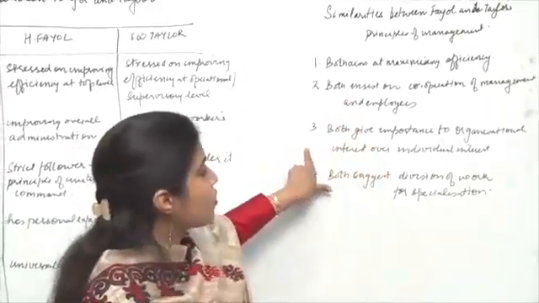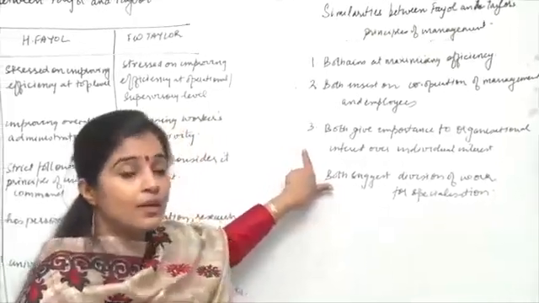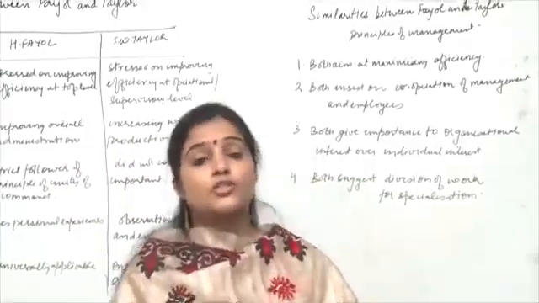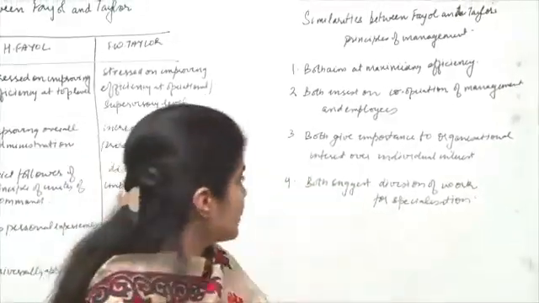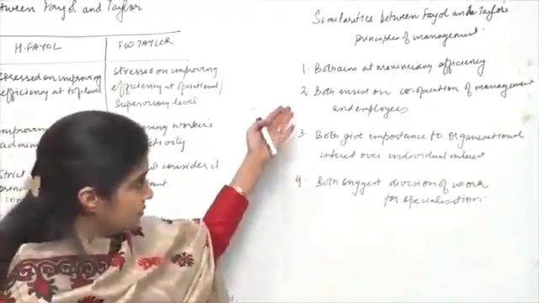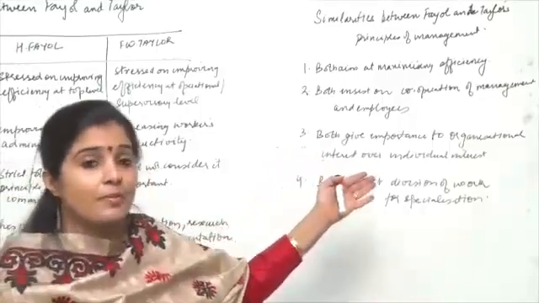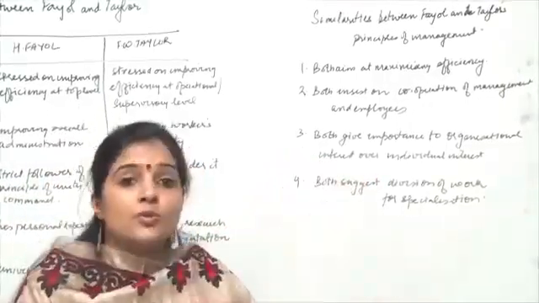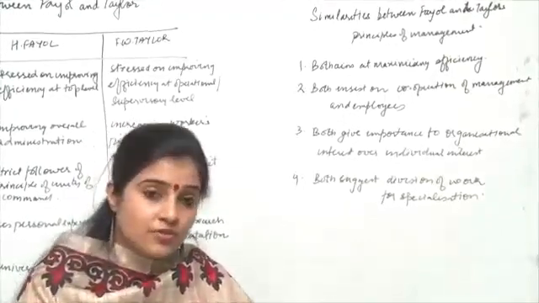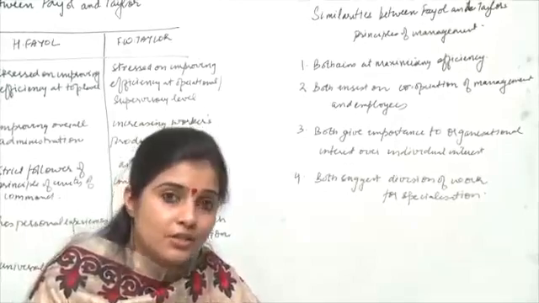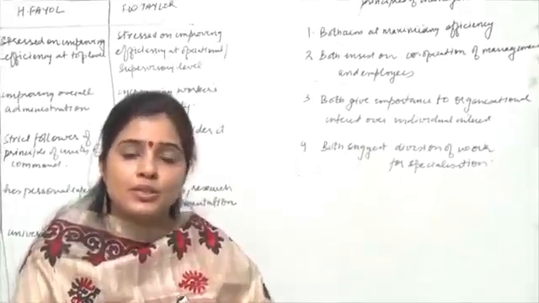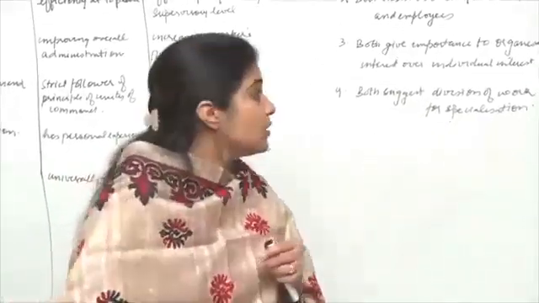Both give importance to organizational interest over individual interest, right? In case of Henri Fayol, it is subordination of individual interest to the organizational interest, and in case of Taylor's scientific principles of management, it is cooperation and not individualism. We should not be thinking about our own individual interest, rather we should be thinking about the organizational interest. All managerial decisions and actions should be directed towards the achievement of the organizational goals.